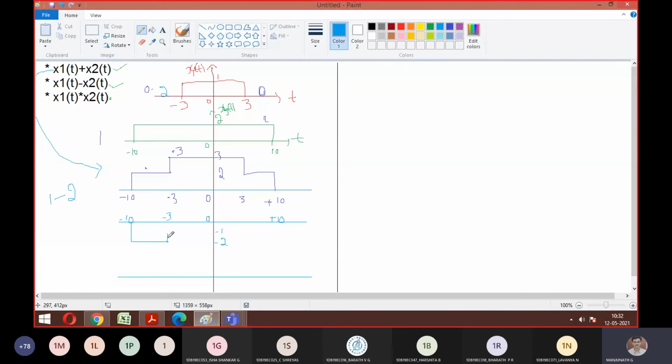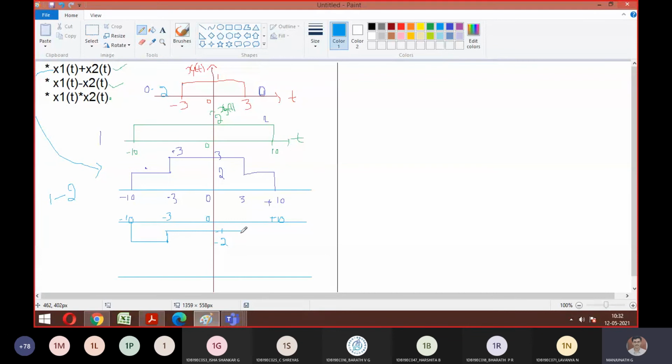Yeah. So now tell me what is going to happen after minus 3. Here is amplitude of 1, here is amplitude of 2. So it means 1 minus 2. So it will be at minus 1 only. Till where? Till 3, sir. Good. So till 3, I am going to retain the signal like this.